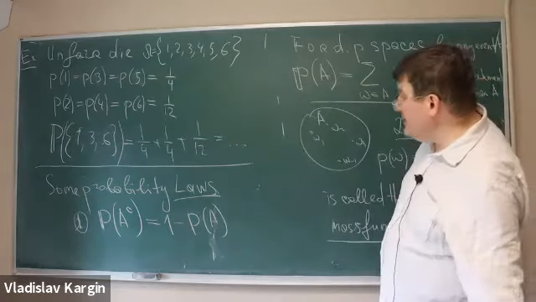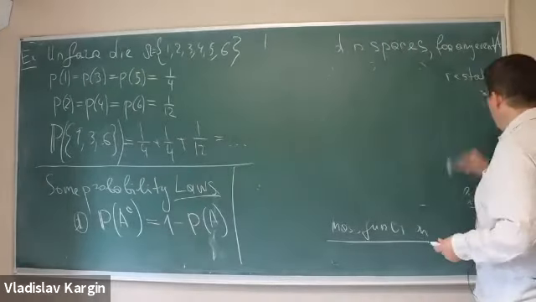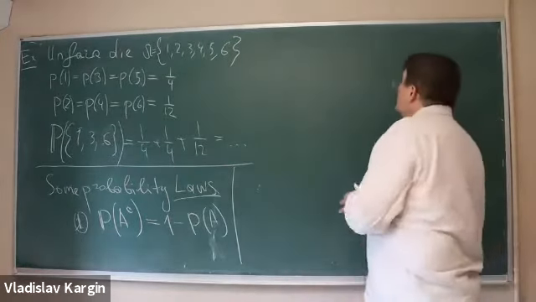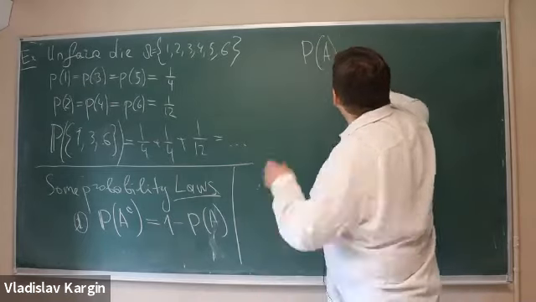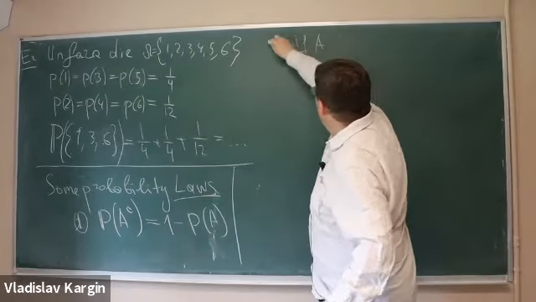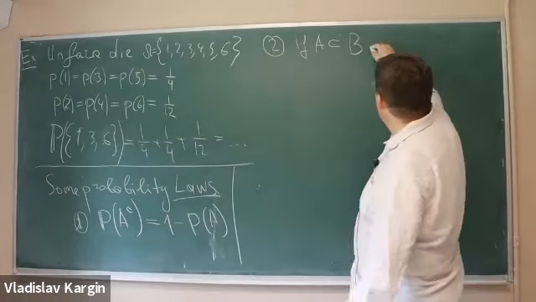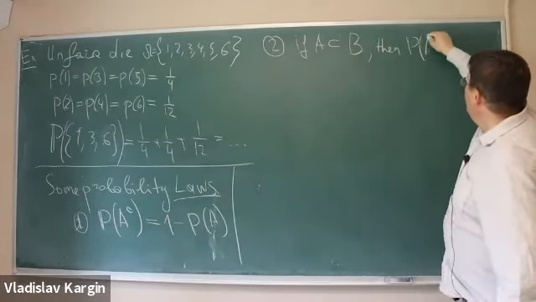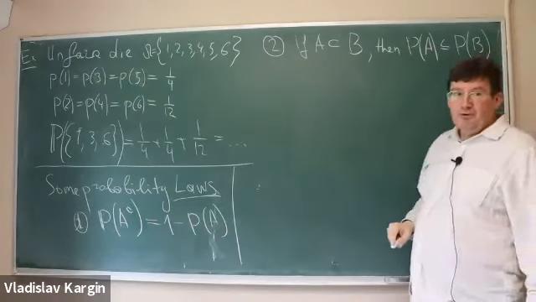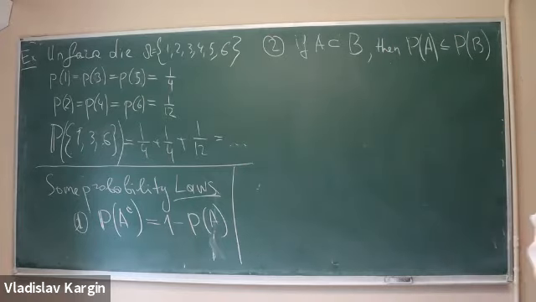The second law is monotonicity. If A is a subset of B, so B is larger and contains some other outcomes, then the probability of A is smaller than or equal to the probability of B.